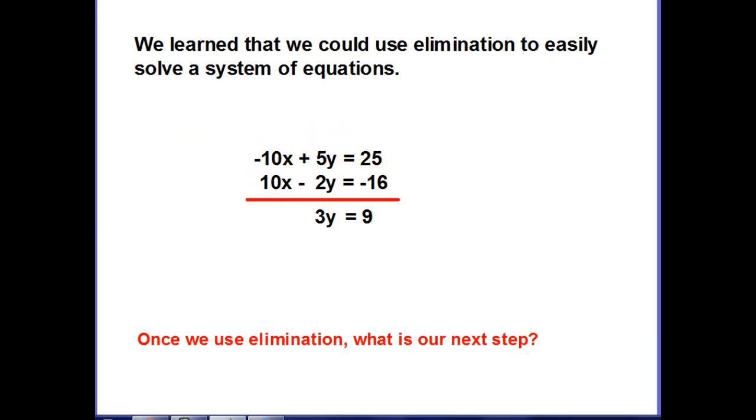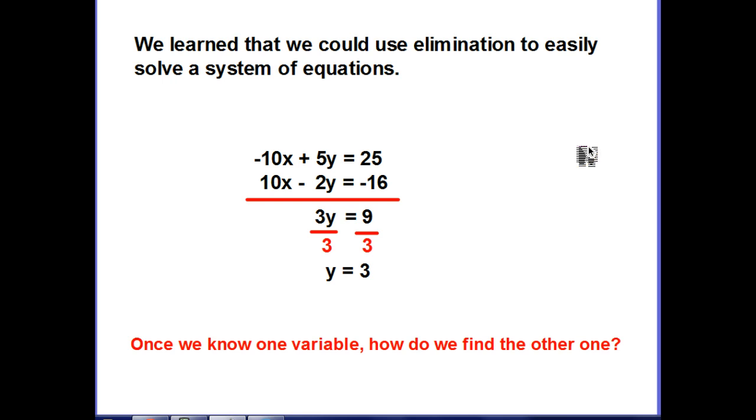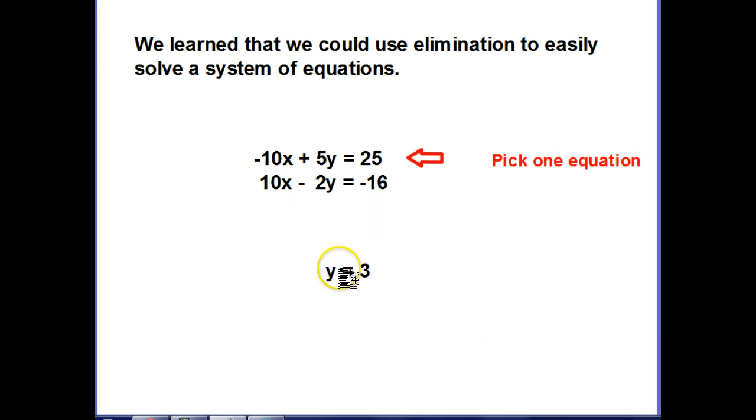So once we use elimination, what's our next step? Well, once we're down to one variable, it's very easy to solve for that variable and get a numerical answer. In this case, y is going to equal 3 once we divide both sides by 3. So once we know one variable, how do we find the other one? You're going to substitute that y equals 3 back into one of these two equations. You can pick either one.